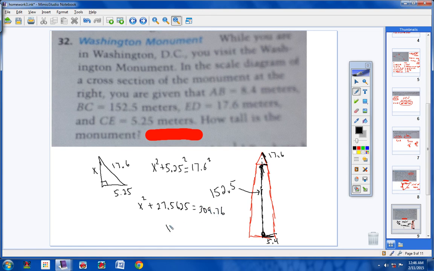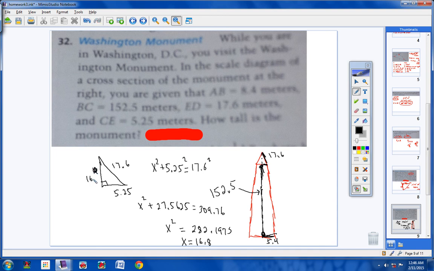Now subtract 27.5625 from both sides, and you're going to get 282.1975. Then take the square root of both sides, and you will get 16.79. I'm going to put 16.8. So x equals 16.8. So this sliver right here going up is going to be 16.8.